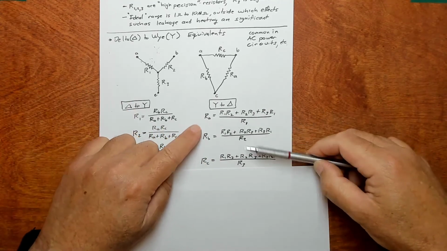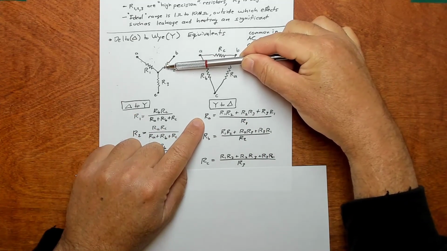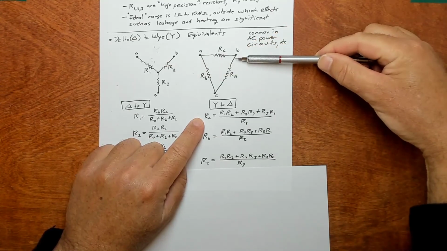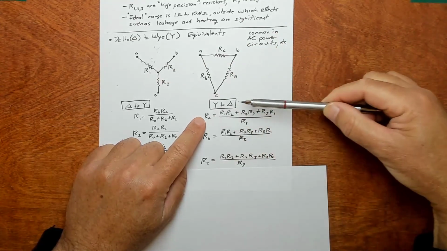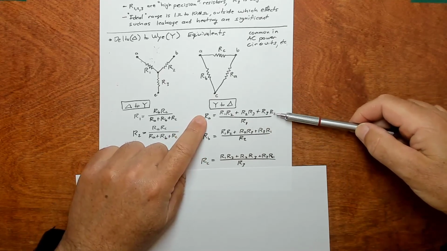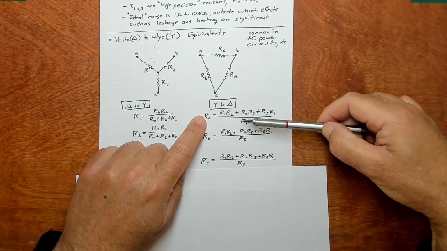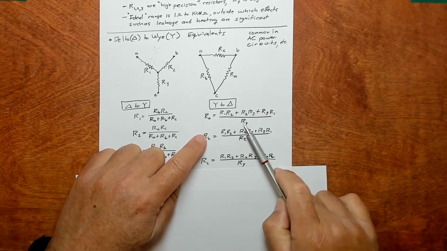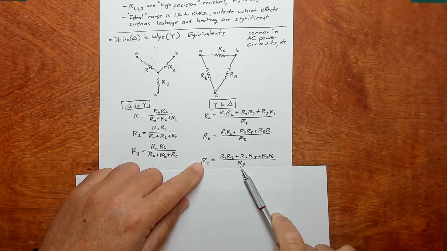Likewise, we can go backwards. Given a Y configuration, we can calculate the equivalent delta configuration with these three formulas. So given R1, R2, and R3, we can find RA by using this stuff here and all these others. And let's look at these three formulas. The numerators are all the same, and the denominator consists of the analog to what you're trying to find. If you're trying to find RA, then R1 is on the bottom. If you're trying to find RB, R2 is on the bottom. And if you're trying to find RC, R3 is on the bottom.